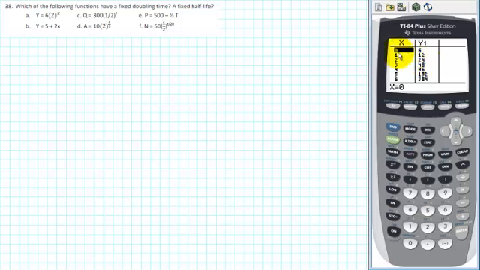In fact, every time that x goes up by 1, the y value doubles. So this function has a fixed doubling time, and that fixed doubling time is 1 unit of x.